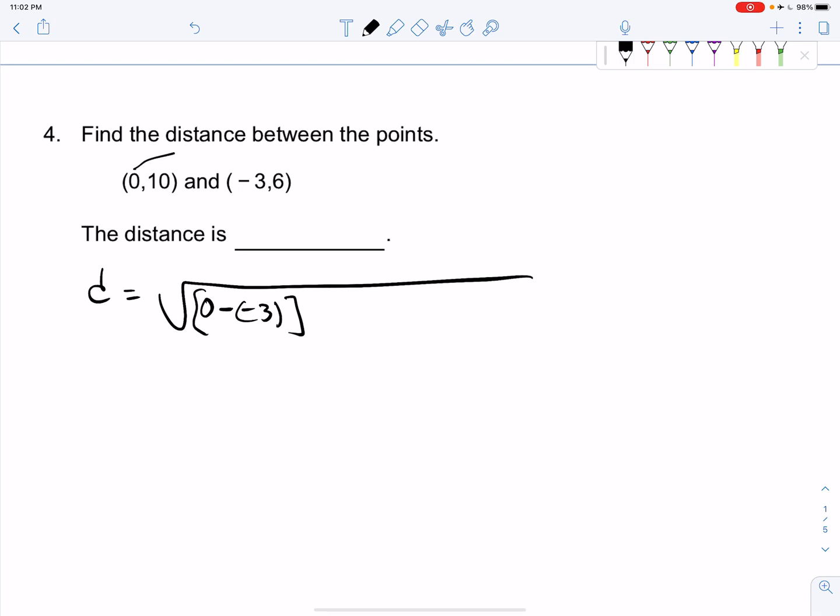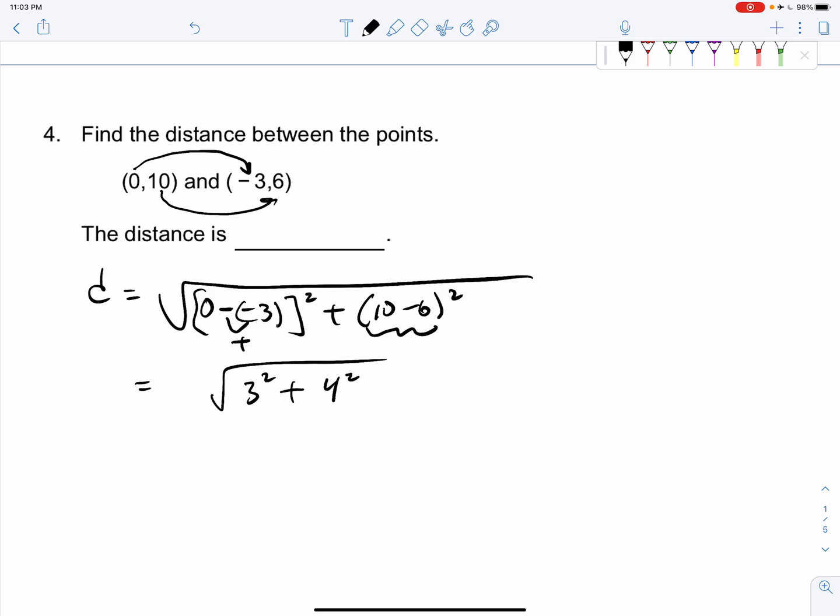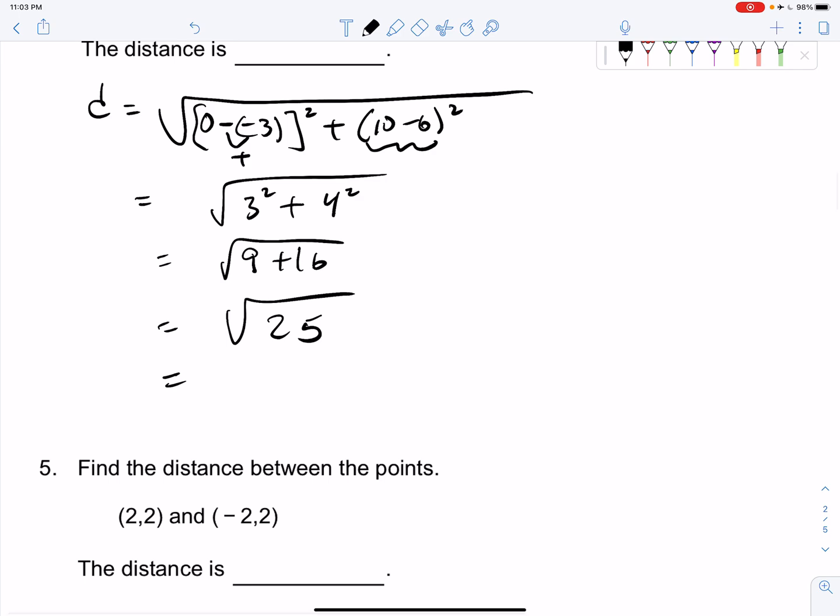So I went like this, 0 minus a negative 3, quantity squared, plus, and then I'm going to say, same direction, 10, so the difference of the y's, 10 minus 6 squared. So 0 minus a negative 3, 2 negatives is going to make that positive, so now we got 3 squared plus 10 minus 6 is 4 squared. And 3 squared is 9, 4 squared is 16. 9 plus 16 is 25. And the square root of 25 is 5.